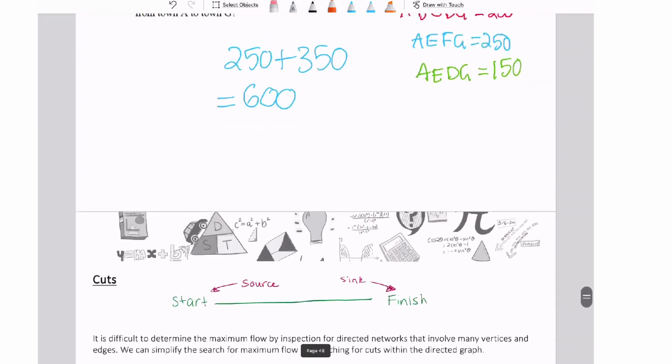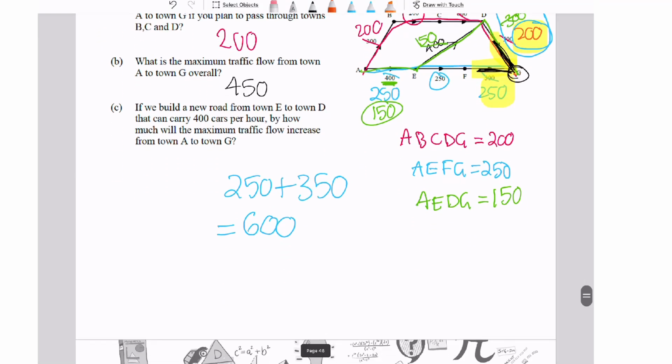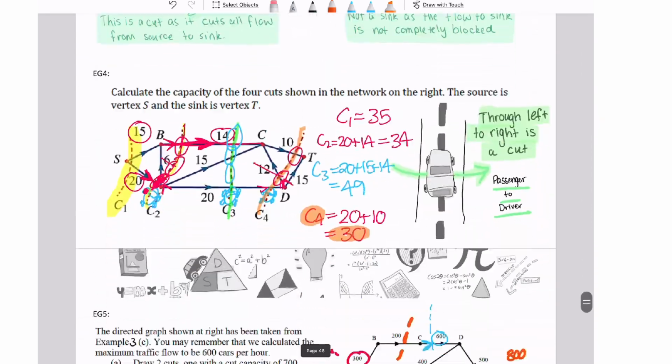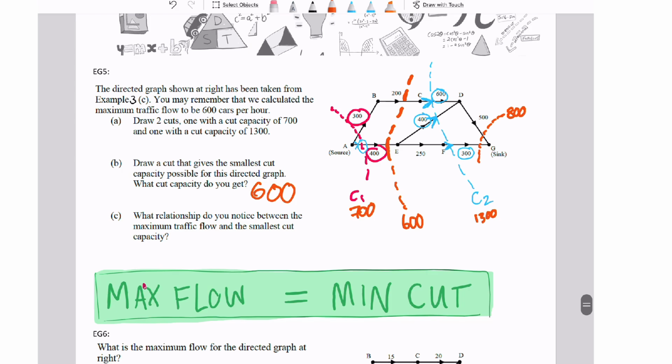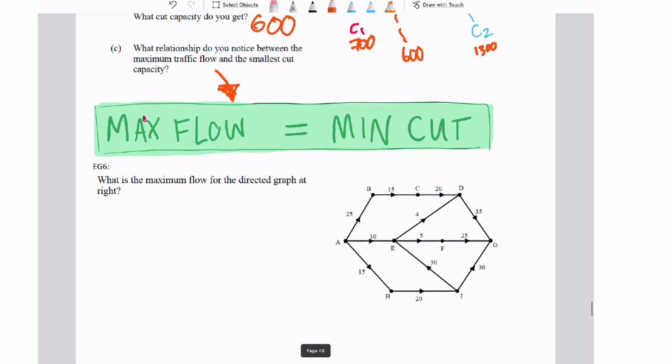And, this is interesting. What did I get for my answer earlier on for my maximum flow? 600. So what relationship do you notice between the maximum flow and the smallest cut? Well, this is the relationship we notice. The maximum flow is the minimum cut.